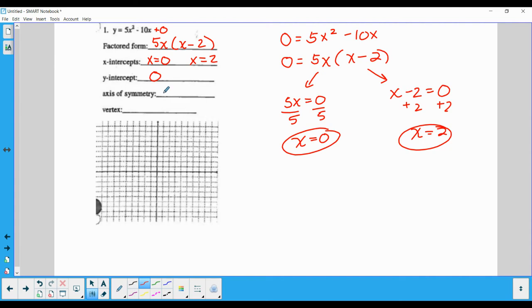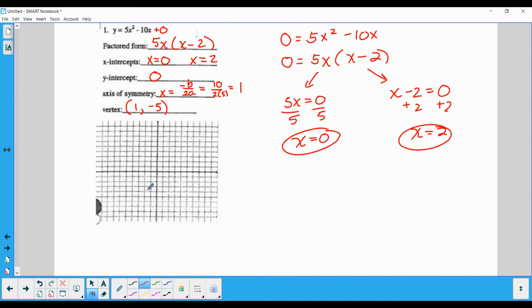The axis of symmetry occurs at x equals, and we use the opposite of b over 2a formula. So opposite of b, in this case, is positive 10 over 2a is going to give us 1. So the axis of symmetry is 1, which means the x-coordinate of the vertex is also 1. And then I'm going to plug 1 in for x into this equation, which gives me negative 5. So my vertex is at (1, -5).